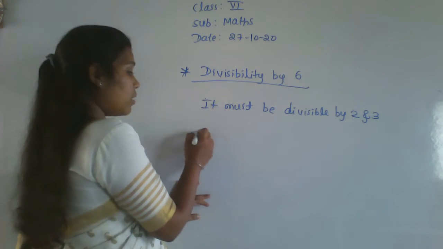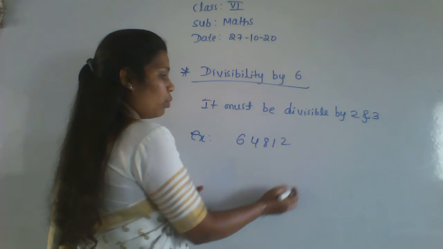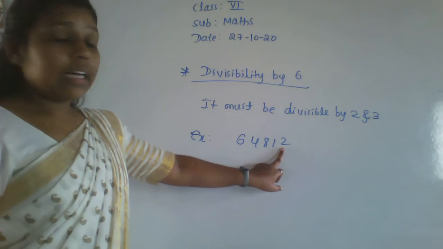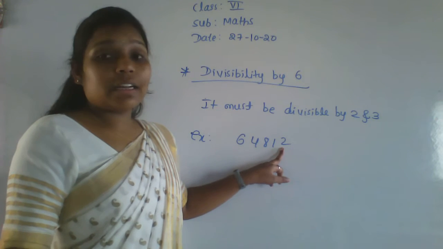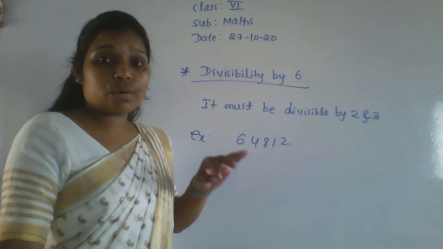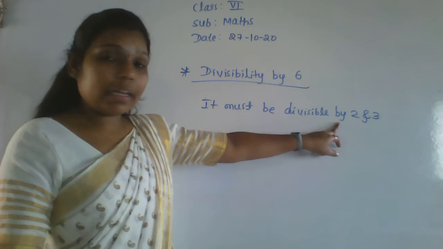So I'll give an example: 6, 4, 8, 1, 2. This is the number I took here. See, what is the rule of divisibility by 2? Divisibility by 2 means the last digit should be an even number, that is 0, 2, 4, 6 or 8. Here 2 is there, right? Then it is divisible by 2.